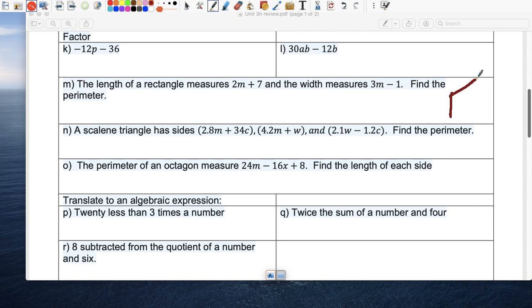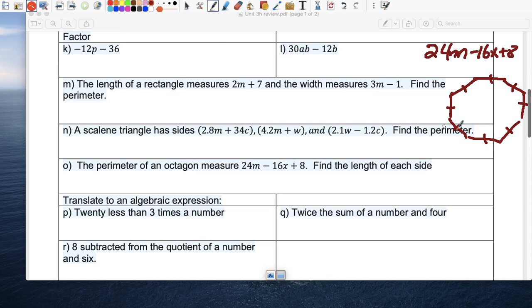1, 2, 3, 4, 5, 6, 7, 8. All right, so here's an octagon, and all the sides measure the same. That's what that little line indicates. And if you walked around this octagon, the distance that you traveled would be 24m minus 16x plus 8. They're asking you, what's the length of each side? So all you have to do is divide this by 8.